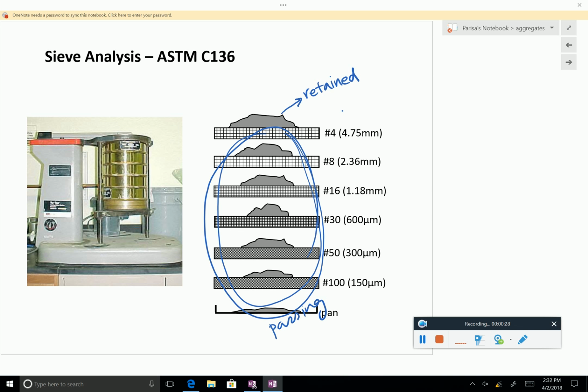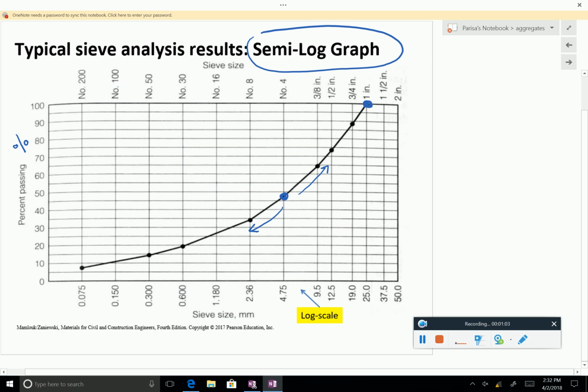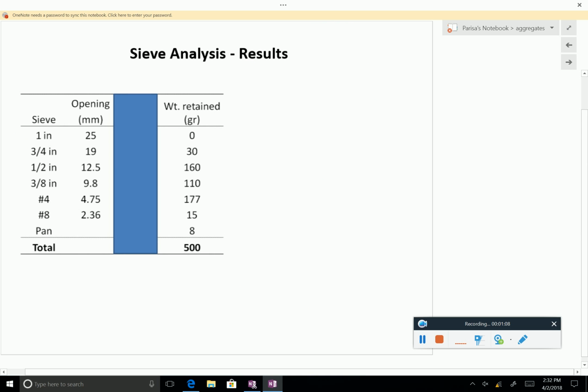Let's remember where we left off last time. We were talking about gradation, sieve analysis. The way you do it is you stack a number of sieves starting from the larger sized openings to the smaller size, and you leave the material on the top and you shake it up with a system like vibration, and you basically look to see how much is retained on each sieve. And once you have that, you get a gradation curve, which is semi-logarithmic.